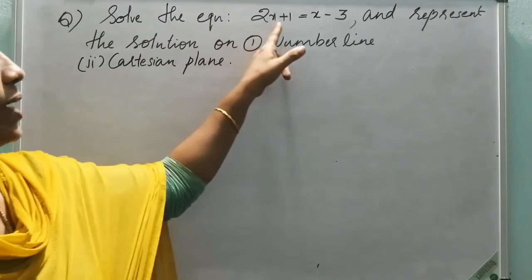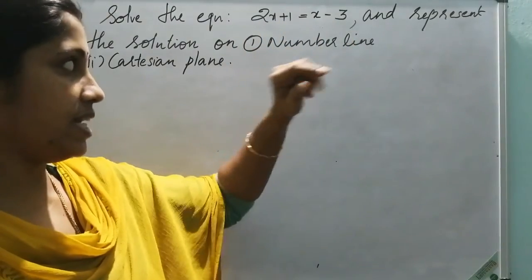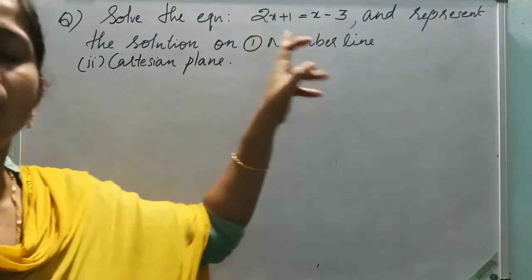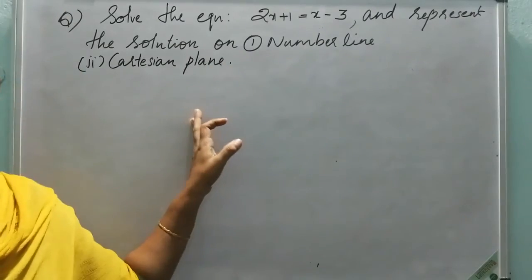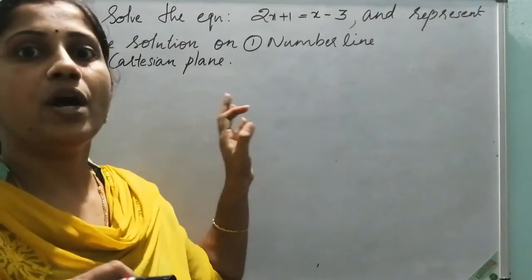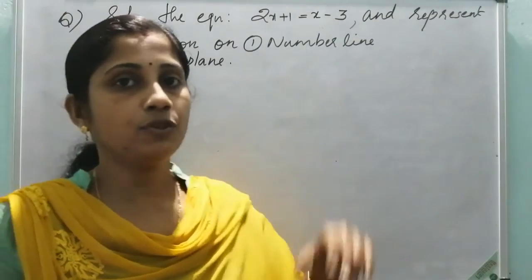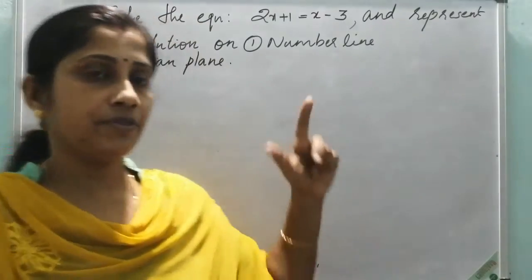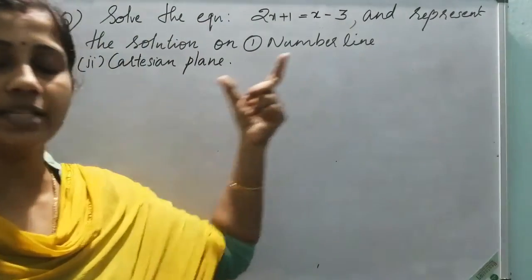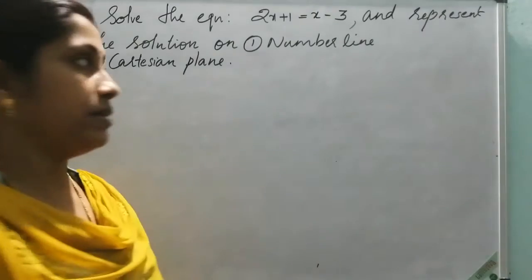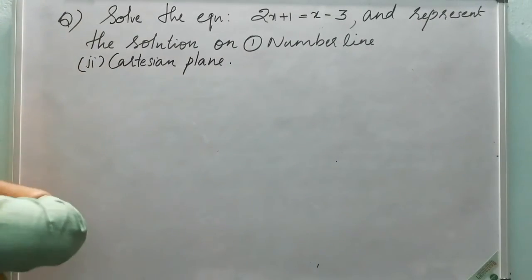Solve the equation 2x plus 1 is equal to x minus 3 and represent the solution on the number line and on the Cartesian plane. Cartesian plane means you have to draw the graph on the xy plane. First mark it on the number line, next on the Cartesian plane. Now we can solve.